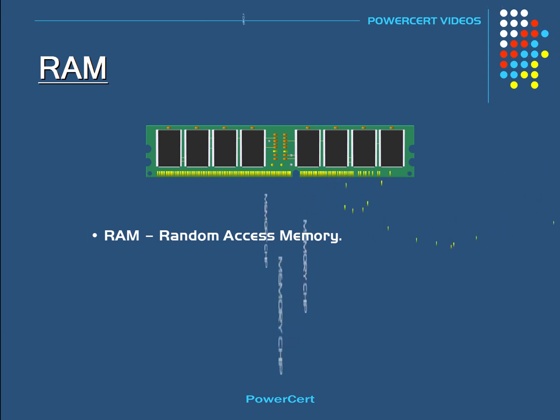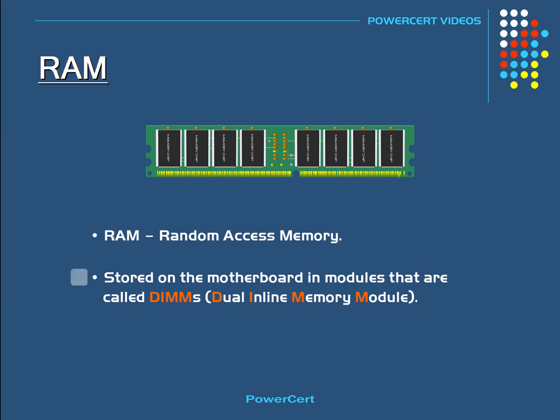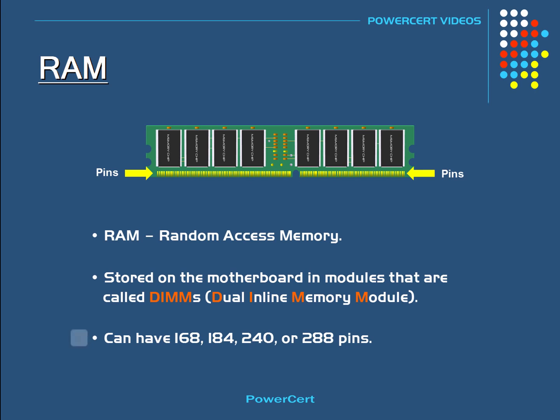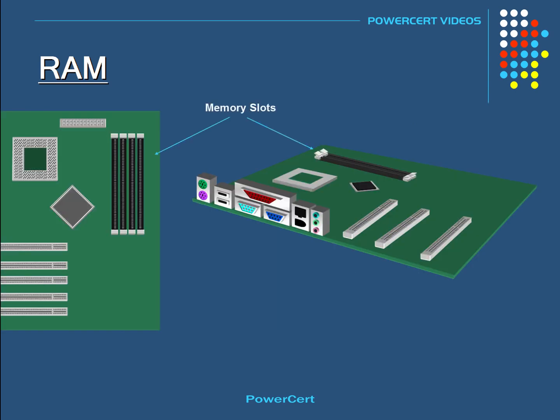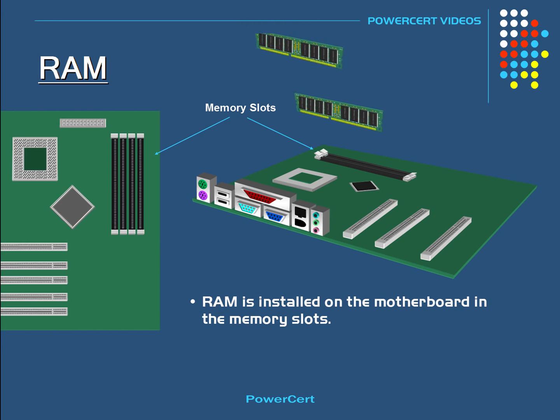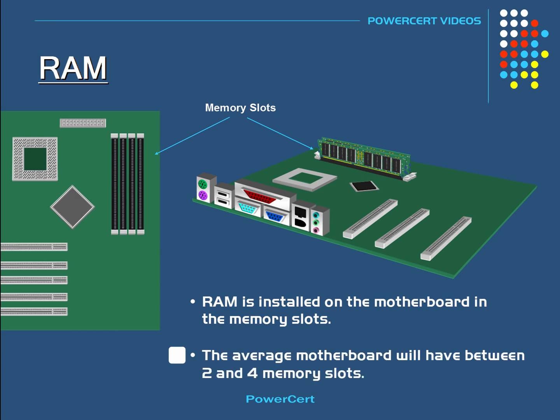RAM is stored on the motherboard in modules that are called DIMMs. DIMM stands for Dual Inline Memory Module. A DIMM is a dual inline module because it has two independent rows of these pins, one on each side. A DIMM memory module has either 168, 184, 240, or 288 pins. And then the DIMM is installed on the motherboard in the memory slots. A motherboard can have a various number of memory slots. The average motherboard will have between 2 and 4 of them.